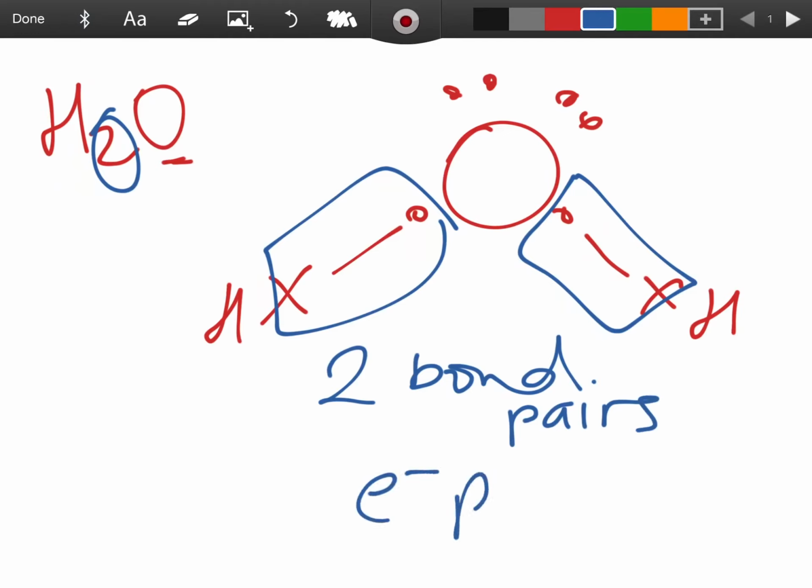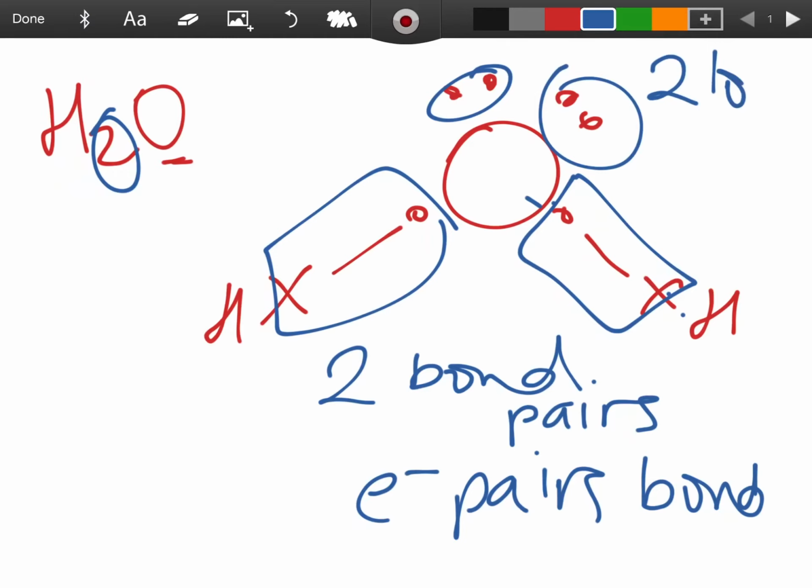2 bond pairs. What are bond pairs again? Bond pairs are electron pairs that are directly involved in sticking atoms together, directly involved in bonding. But look, I have 2 lone pairs. What are lone pairs again? They're pairs of electrons not involved in bonding. So they are not sticking hydrogen to oxygen.